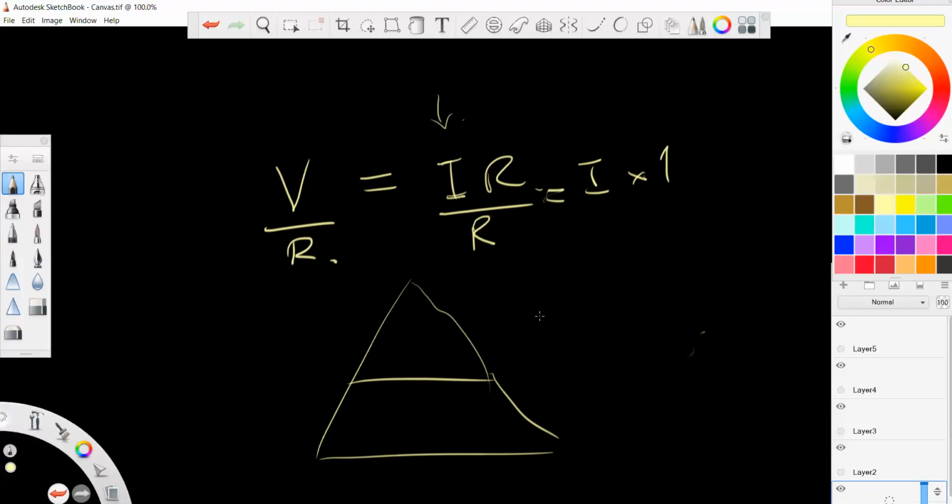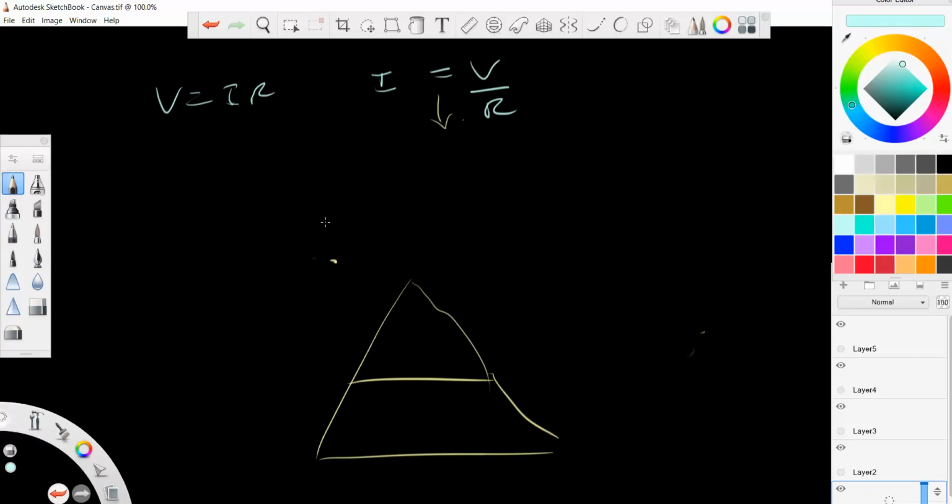Okay, so what we came out with here was we said V equals IR, and I wanted to find I, and I ended up with I equals V divided by R. That's the equation we started with, and this is what we ended up with. Okay. I can do another one.